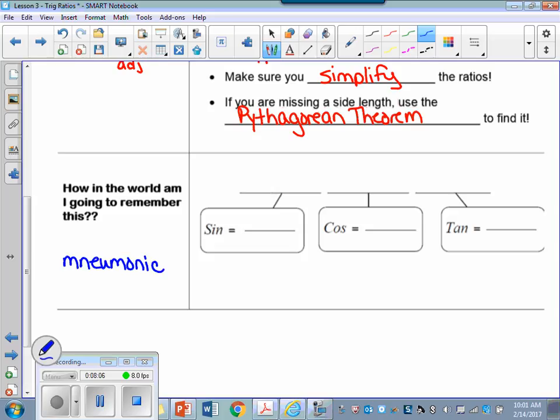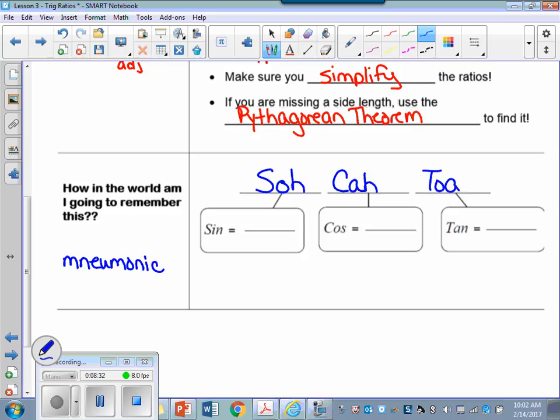M-N-E-M-O-N-I-C. Mnemonic is a memory device. And our memory device for this is SOHCAHTOA. If you say that over and over again, SOHCAHTOA, SOHCAHTOA, it almost sounds like a nice little chant you can get going to help you remember. So each letter represents what we're doing.